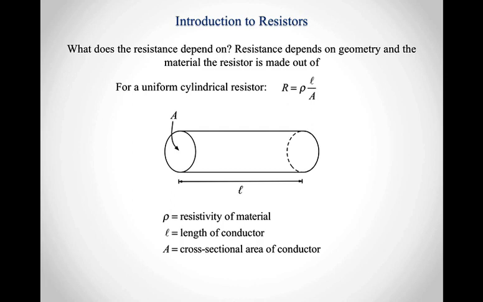L is the length of the conductor, and A is its cross-sectional area. Since what we have here is a tube, we can basically define our cylinder via two parameters: how long it is and what its cross-sectional area is.